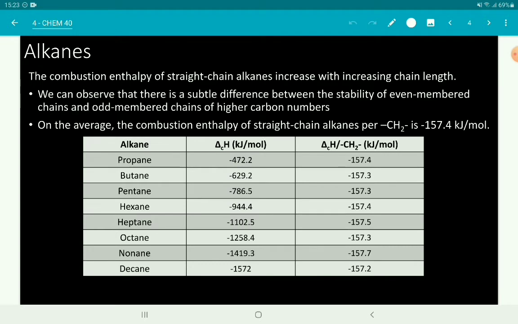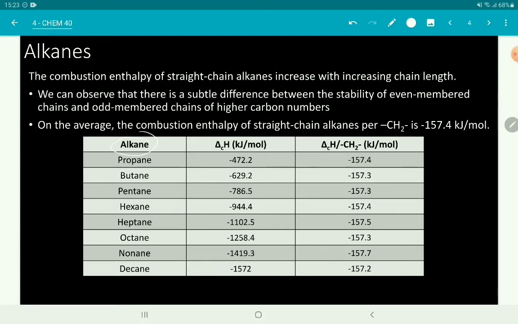So, another thing about alkanes is that their combustion enthalpy increases with increasing chain length. Kapag nadadagdagan ng carbon yung chain, naturally, tumataas yung combustion enthalpy. We can observe that there's a subtle difference kapag dinivide nyo yung combustion enthalpy by the number of carbons ng iyong alkane.